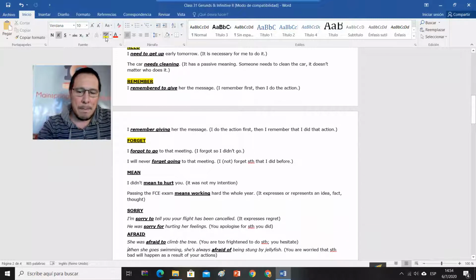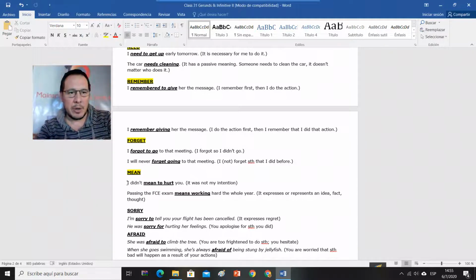Then we have mean. Okay, mean has two completely different meanings. The first one says, I didn't mean to hurt you, meaning it wasn't my intention. If you mean to do something, it is your intention to do something. Okay, you imply you want to do something. Now, if you say mean plus ing, here you have the example.